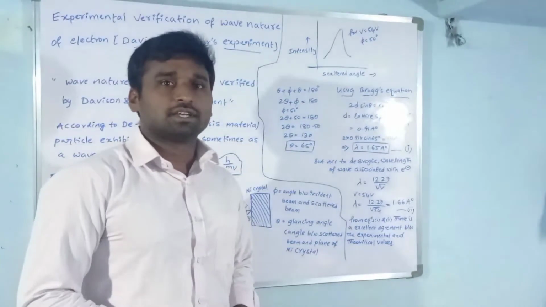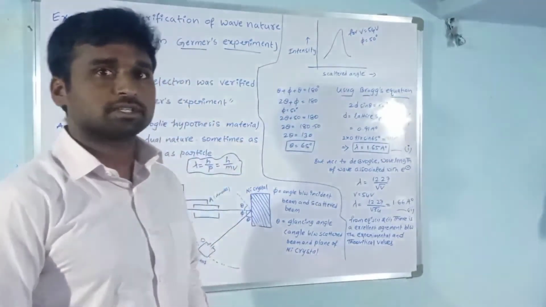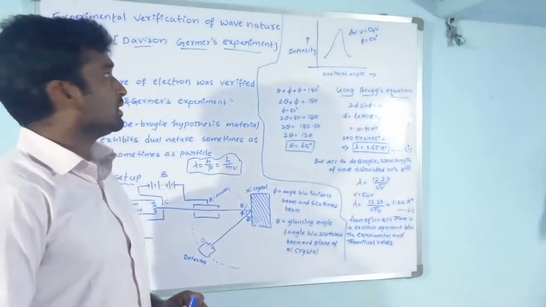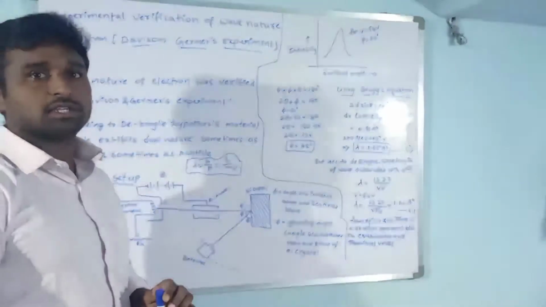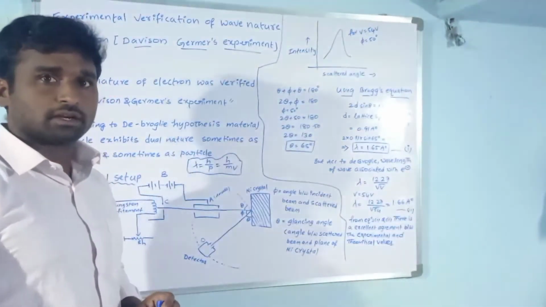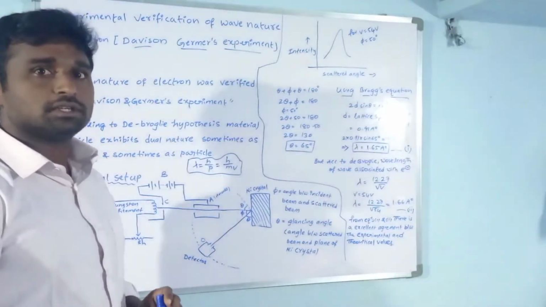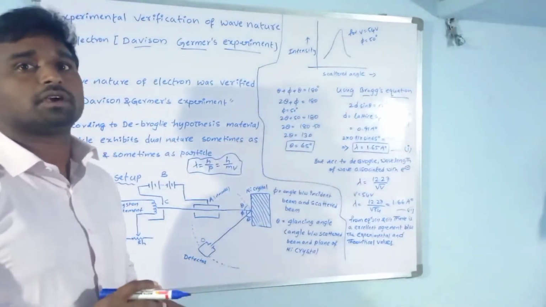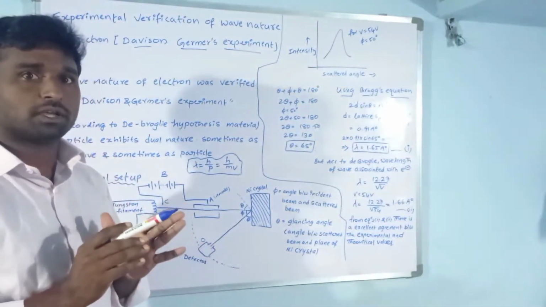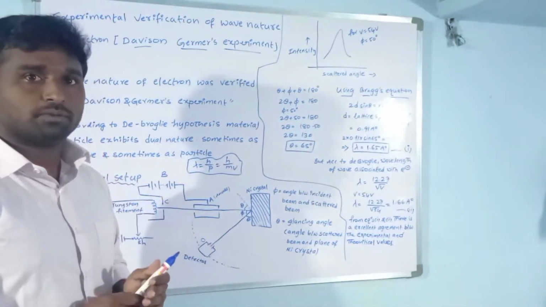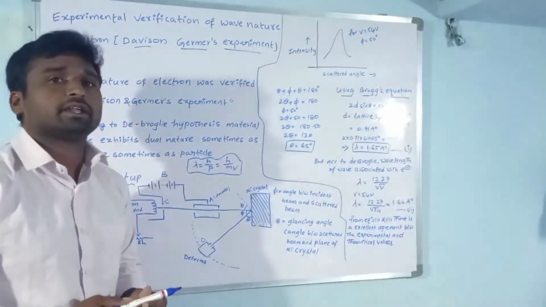Hi students, in this video we are going to discuss Davisson-Germer's experiment. This is also an experimental verification of the wave nature of the electron. We know that a moving matter particle has a wave associated with it. A moving particle is surrounded by some wave, and that wave is called matter wave.